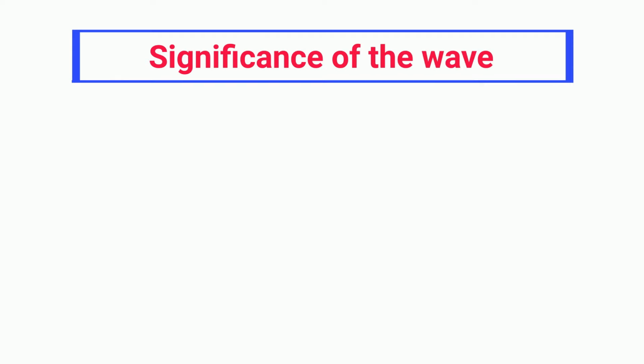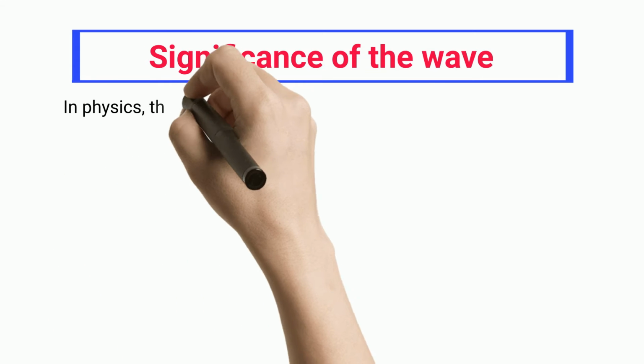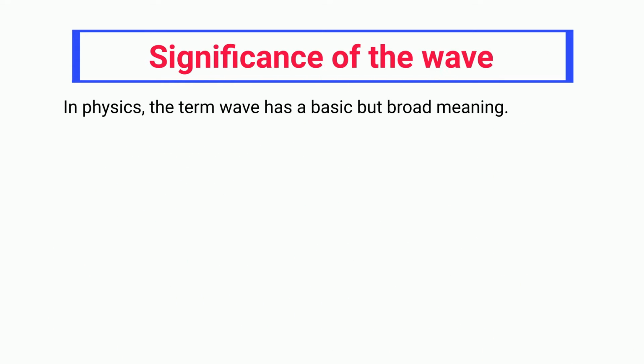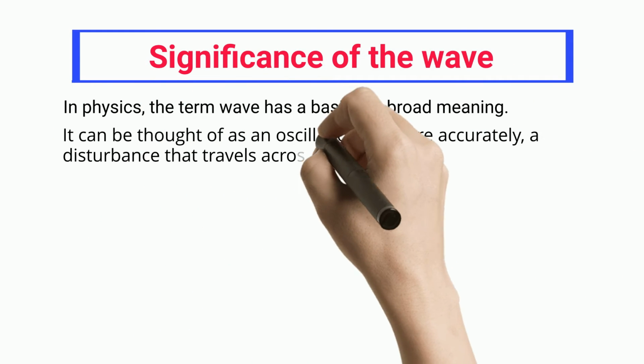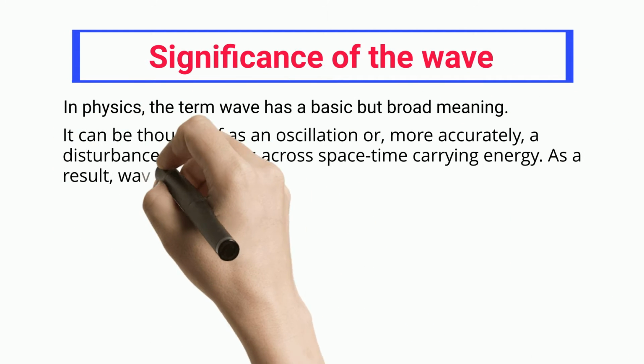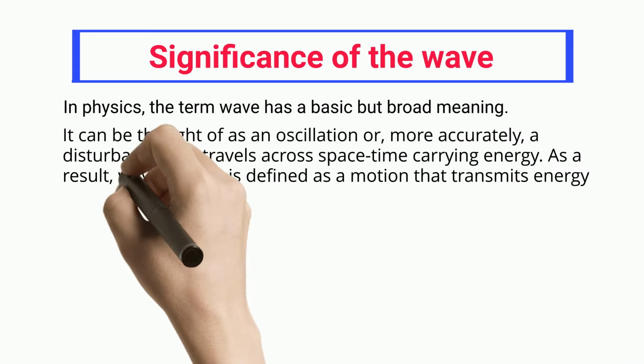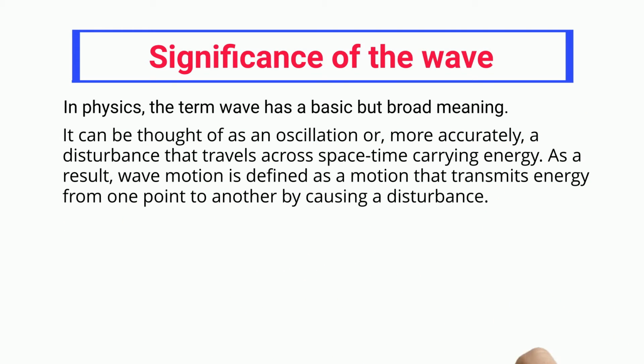Significance of the wave. In physics, the term wave has a basic but broad meaning. It can be thought of as an oscillation or, more accurately, a disturbance that travels across spacetime carrying energy. As a result, wave motion is defined as a motion that transmits energy from one point to another by causing a disturbance.